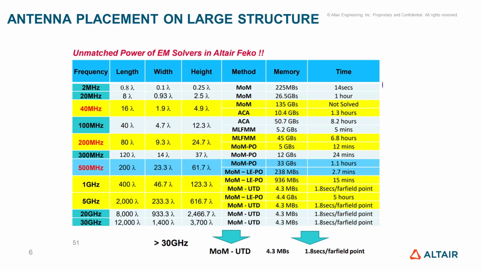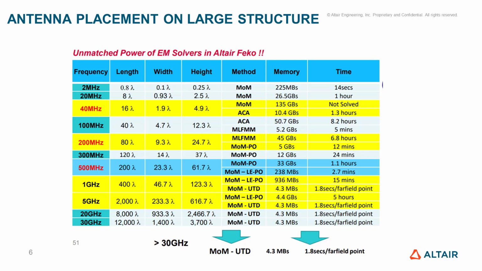Similarly, at around 200 megahertz, which is about 80 lambda of wavelength, the problem was solved with both MLFMM as well as a hybrid solution of conventional MOM and PO. While MLFMM took about 6.8 hours and 45 gigabytes of memory, the hybrid MOM-PO solution provided the same solution with just 5 gigabytes of memory and 12 minutes of runtime.